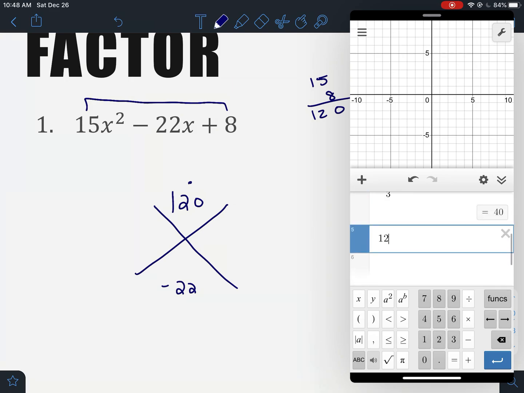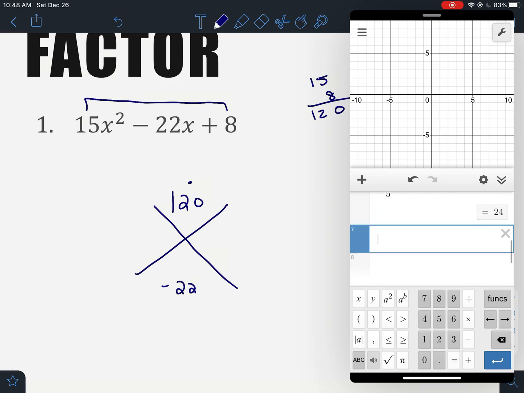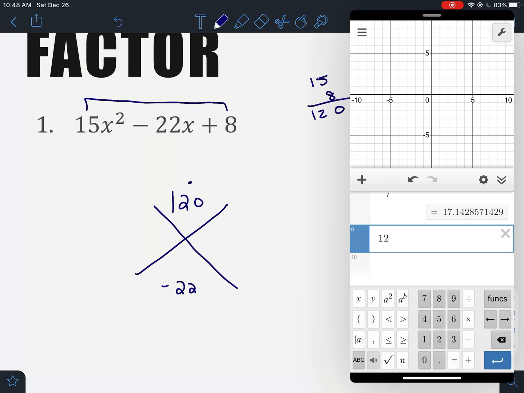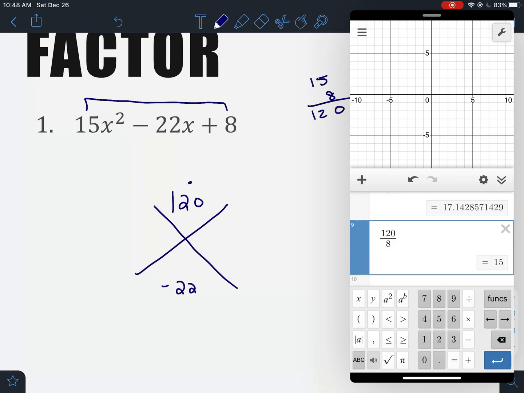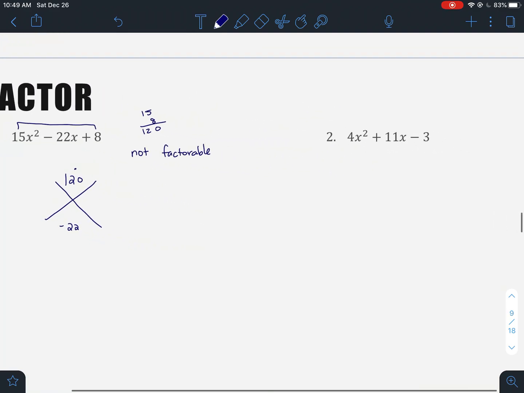120 divided by 3. 120 divided by 4. 120 divided by 5. 120 divided by 6. 120 divided by 7. 120 divided by 8. So this isn't factorable. There are no two numbers that when I multiply them, I get positive 120, and when I add them together, I get negative 22. So this is not factorable.